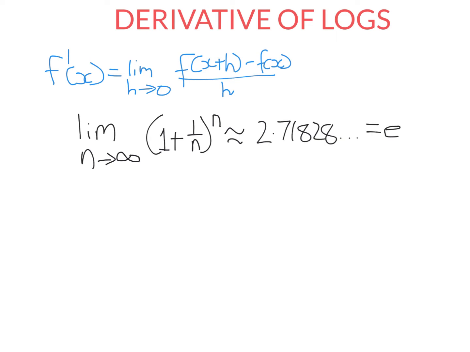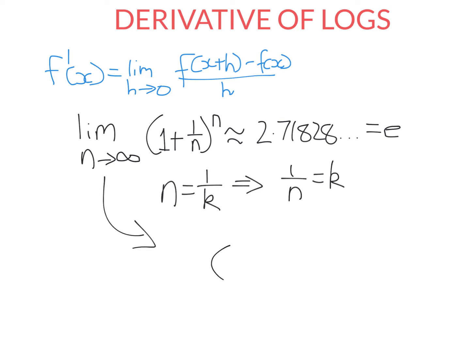So with a bit of trickery, I can replace n in this formula by 1 over k. So if n equals 1 over k, that of course means 1 over n is equal to k. So what I'm going to do is rewrite this. So it's going to be (1 plus k) to the power of 1 over k.